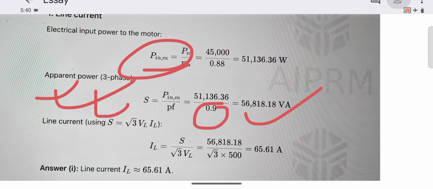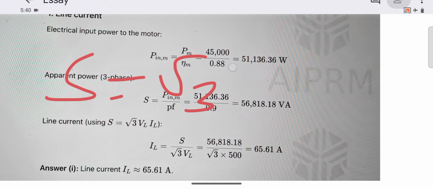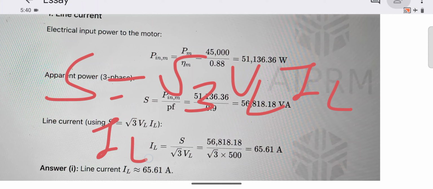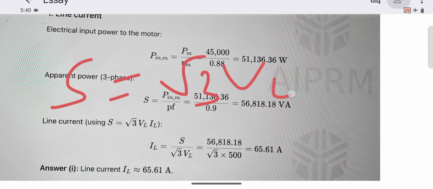Now, line current we will calculate using the rating or apparent power. Apparent power is equal to root 3 times line voltage times line current. Using this formula we will calculate the line current. For calculating it, we use the apparent power formula: apparent power is equal to root 3 VL IL.